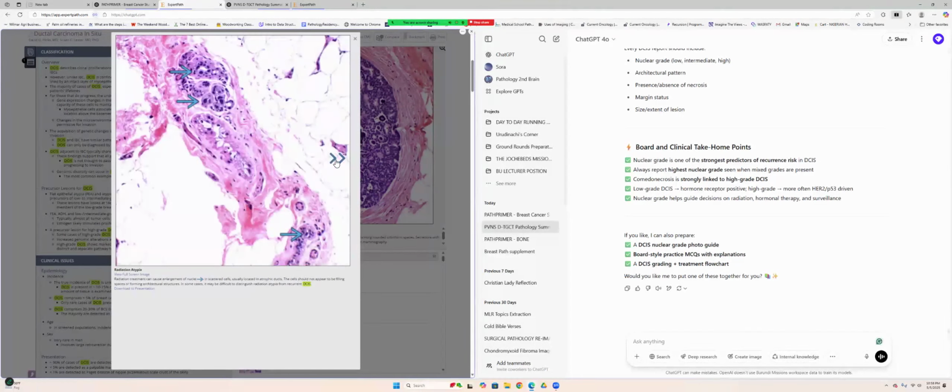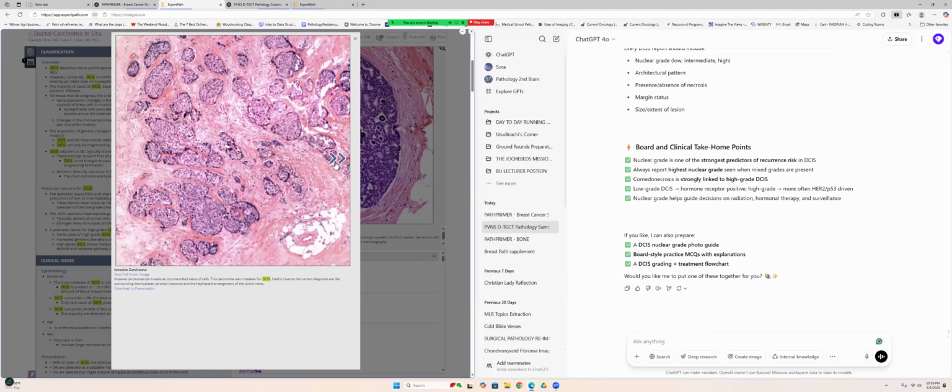Radiation atypia causes enlargement of nuclei in scattered cells, usually located in atrophic ducts. The cells should not contain or be filling spaces or forming architectural structures. In some cases, it may be difficult to distinguish radiation atypia from recurrent DCIS.